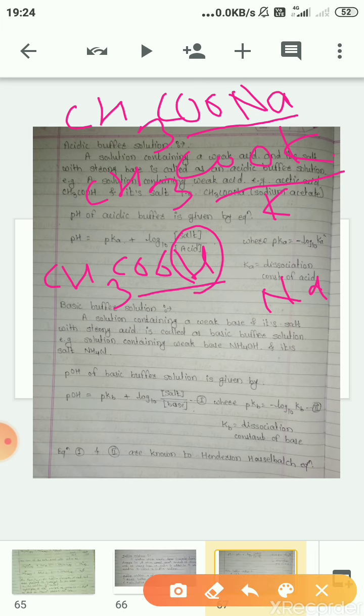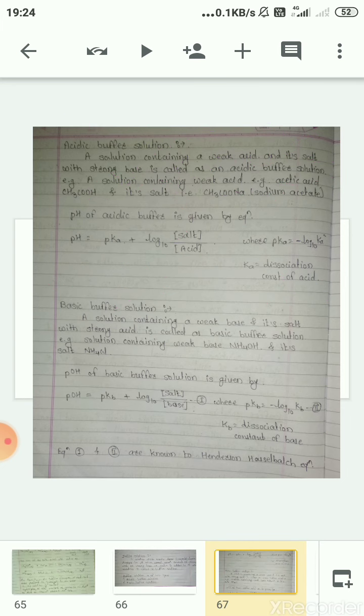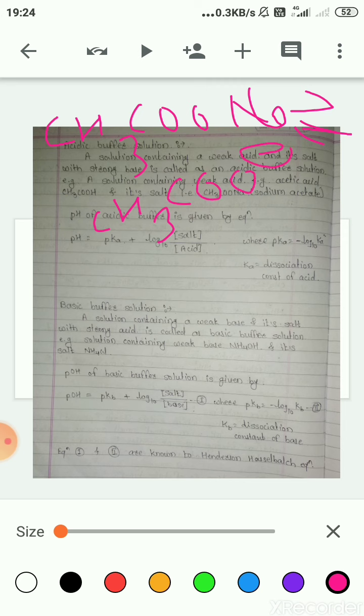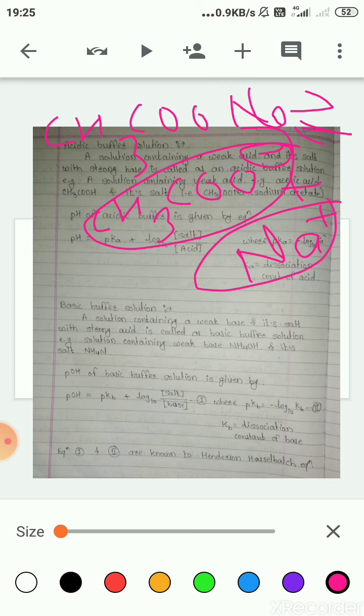As these are salts, they dissociate completely. CH3COONa dissociates completely, and after dissociation it forms CH3COO minus plus Na plus ions. These have the highest tendency to dissociate completely in water. We will see how they maintain the pH of the solution after addition of a little amount of strong base or water in the next point, that is buffer action.